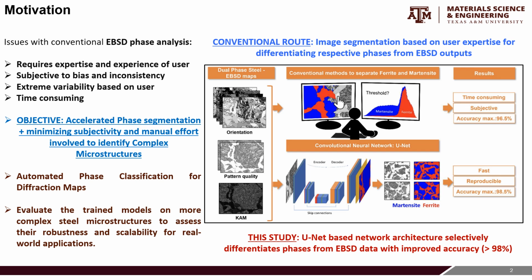In this study, there's a U-Net based convolutional neural network deep learning architecture that selectively identifies and differentiates the phases from the EBSD raw data, and the accuracy is much better than that of the manual approach. It is approximately 2% better than the conventional method.